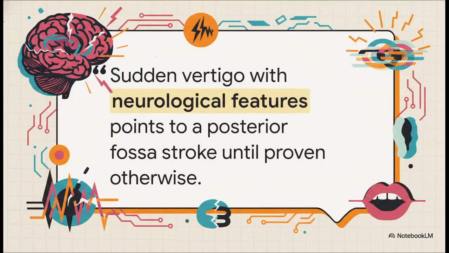And bam, here's our first critical red flag. If a patient comes in with sudden onset vertigo and any neurological features, we're talking new headache, double vision, slurred speech, especially if they have vascular risk factors, everything changes. Your whole diagnostic pathway shifts in that instant. This is not a peripheral issue. You have to be thinking posterior fossa stroke until proven otherwise.